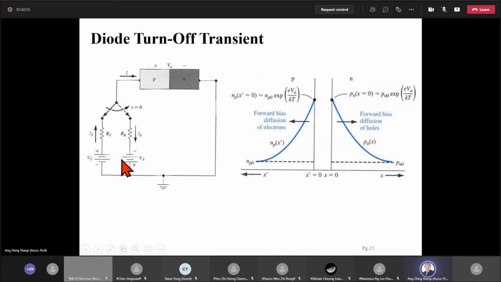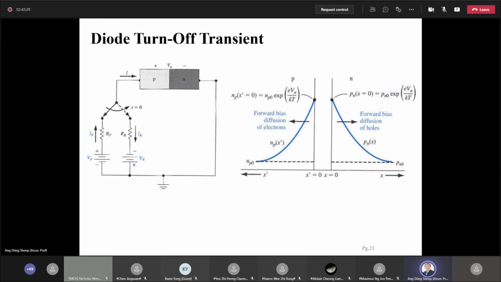Now, if you examine how the external voltage is applied, in this case, the polarity of the applied voltage is such that it will try to reverse bias the PN junction. In other words, the PN junction should turn off when I toggle the switch from this position to this position, because in this position here, the applied external voltage is reverse bias. Now, when the PN junction turns off, the current should be very small.